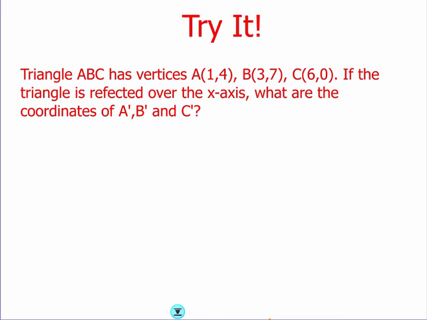Your try it problem for tonight is: triangle ABC has vertices at (1, 4), (3, 7), and (6, 0). If the triangle is reflected over the x-axis, what are the coordinates of A prime, B prime, and C prime?